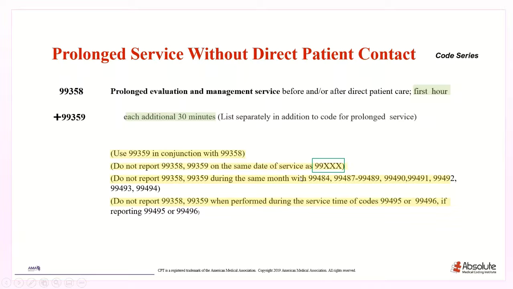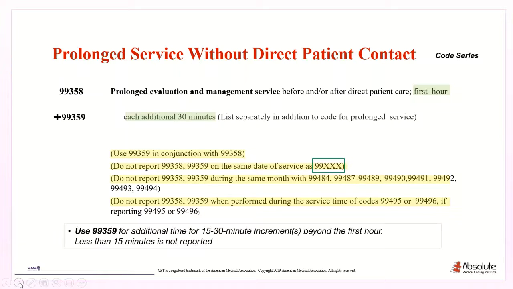We haven't really discussed this yet, but Mrs. J will be bringing in a great discussion on this code later. But just keep in mind, these codes are not used with that 99XXX code.